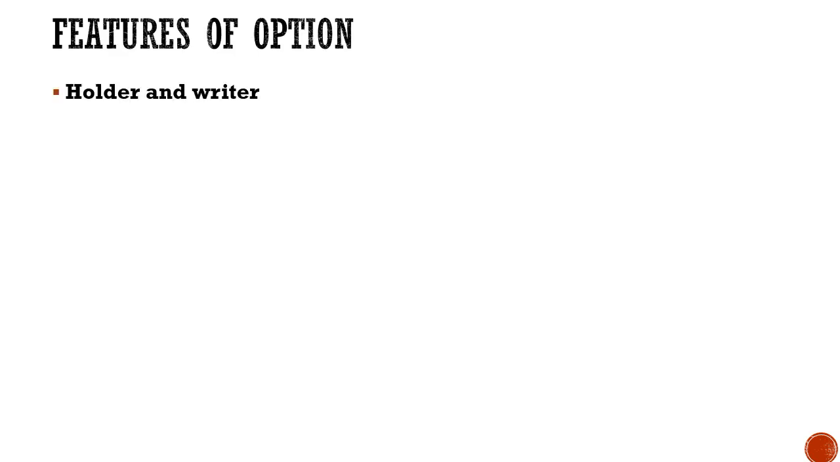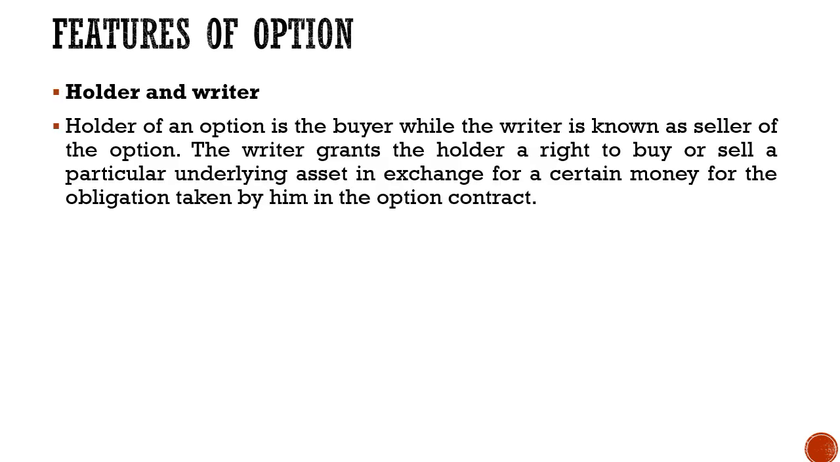The next feature is the holder and writer. Holder of an option is the buyer, while the writer is known as the seller of the option. The writer grants the holder a right to buy or sell a particular underlying asset in exchange for a certain money for the obligation taken by him in the option contract.